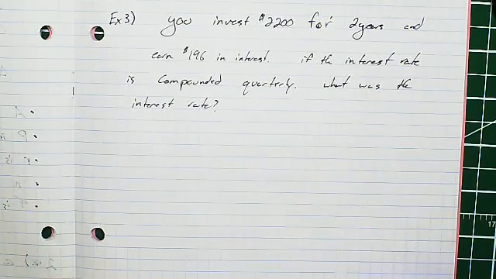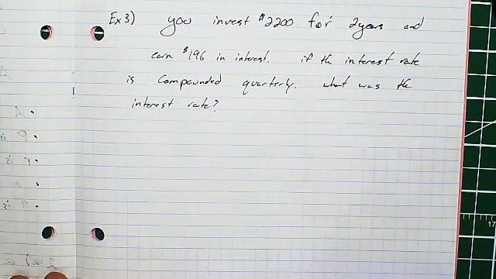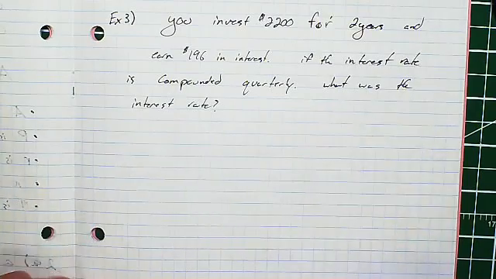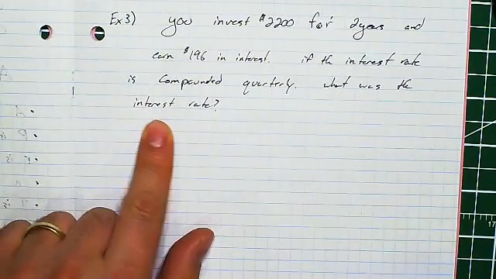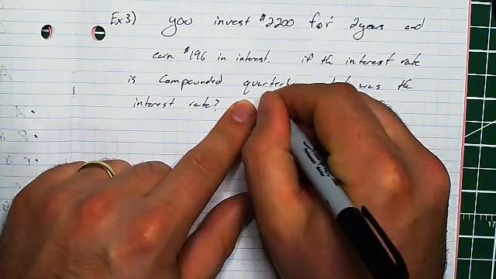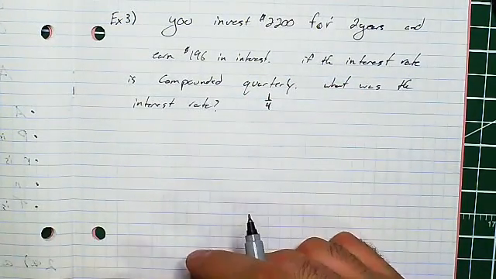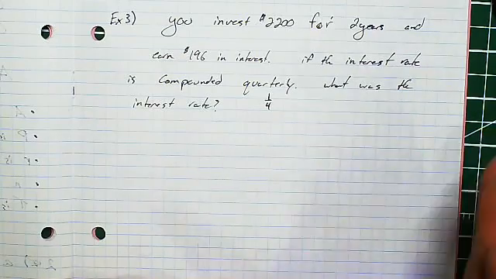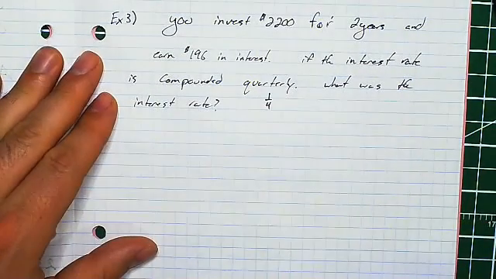This one's a bit of a longer one. So, you're going to invest $2,200 for 2 years and earn $196 in interest. If the interest is compounded quarterly, what was the interest rate? A quarter means like 1/4, really. And if it's compounded quarterly, it means it's happening 4 times per year. That's kind of important information.